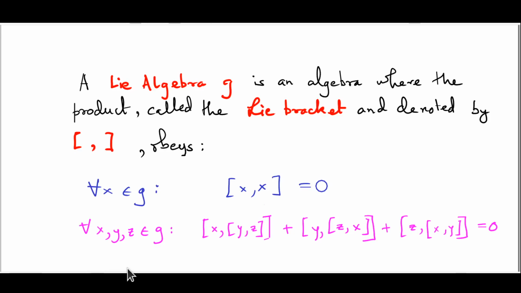For every x in the Lie algebra G, the bracket of x with itself, [x, x], has to be 0. That's the first property. And the second property is, for any three elements x, y, z belonging to the Lie algebra, the following identity must work. The bracket of x with the bracket of y and z, added to the bracket of y with the bracket of z and x, added to the bracket of z with the bracket of x and y, must give you 0.